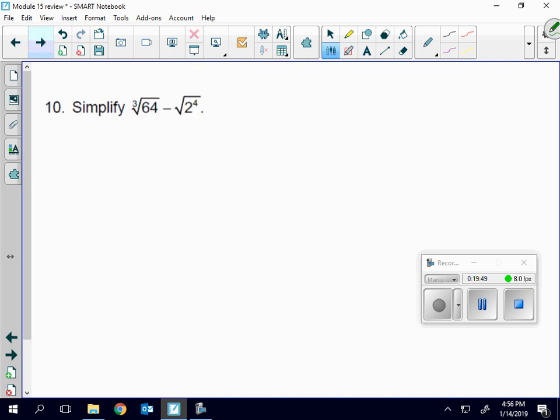Okay. Back to some easier ones now. We have number 10. Simplify this. The cube root of 64. That's just what number times itself is 64. That's just 4. All right, minus the square root of 2 to the 4th power. Well, let's do the inside first. 2 to the 4th power is 2 times 2 times 2 times 2, which is 16, and of course I want to take the square root of it. So 4 minus the square root of 16 is 4, and that's going to equal 0.